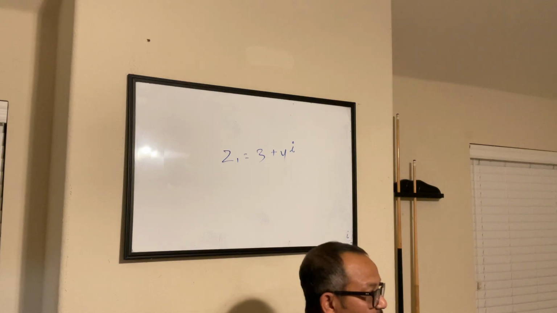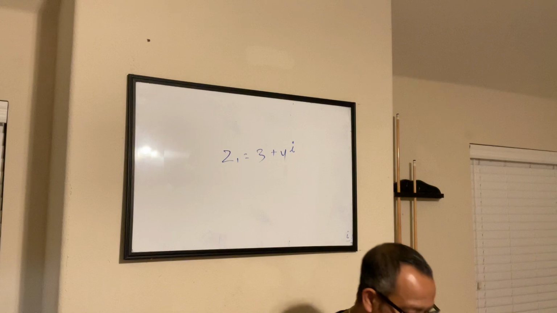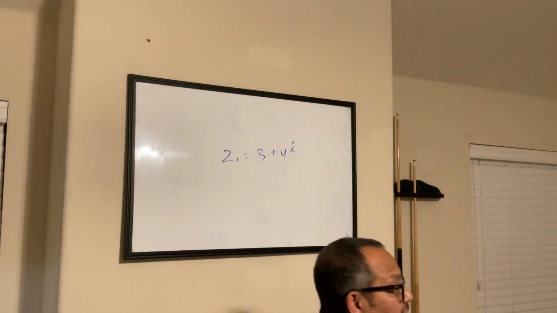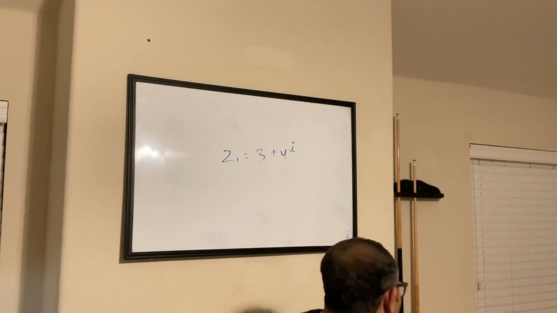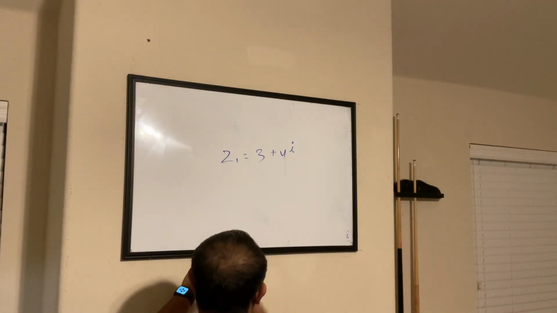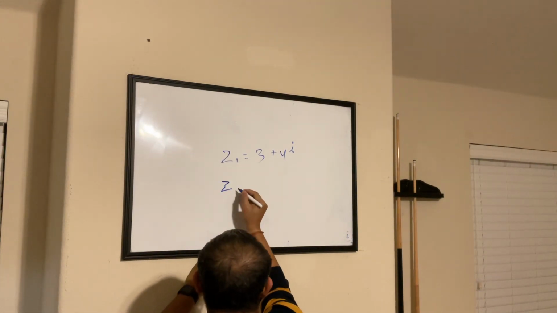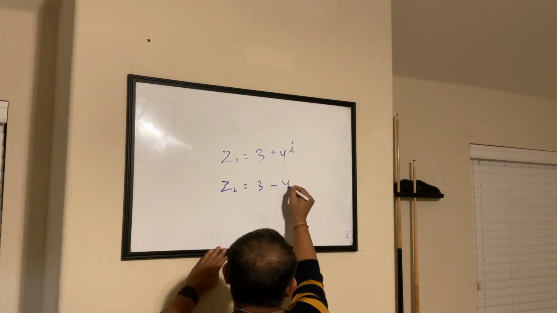Prisha, have you come across the term conjugate? I've heard of it, but I'm not really sure what it is. Okay, so conjugate is nothing but a sibling with a different opinion. So if I have z1 as a complex number, the conjugate of that, if I call that z2, will be 3 minus 4i.